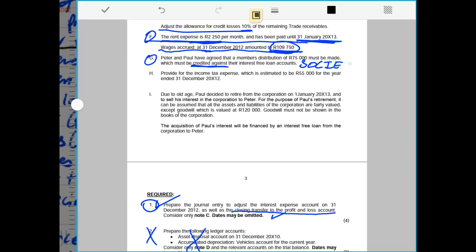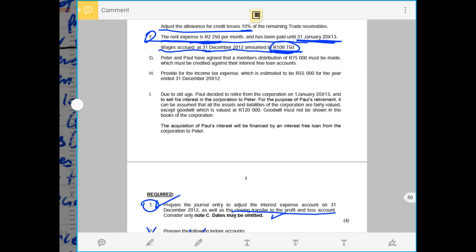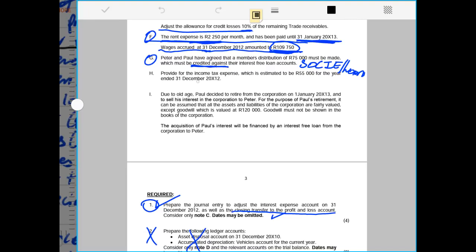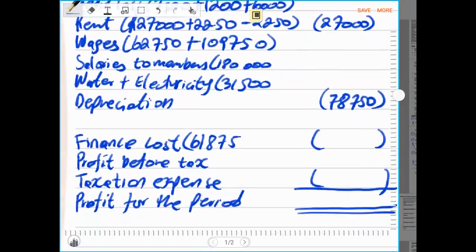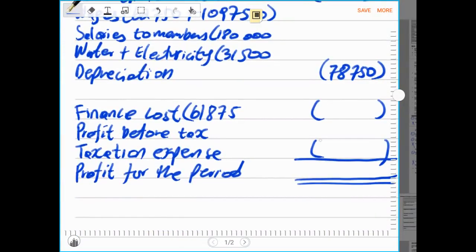At the same time, it will affect the loans, the statement of changes in equity and the loans. Then the next one says provide for the income tax expense estimated to be 55,000 rands for the year ended 31st December 2012. So now we just have to record that 55,000 rands as a tax expense in the current year. Tax expense 55,000 rands.